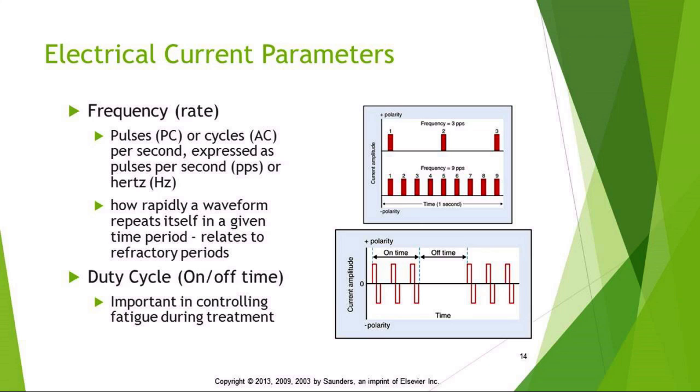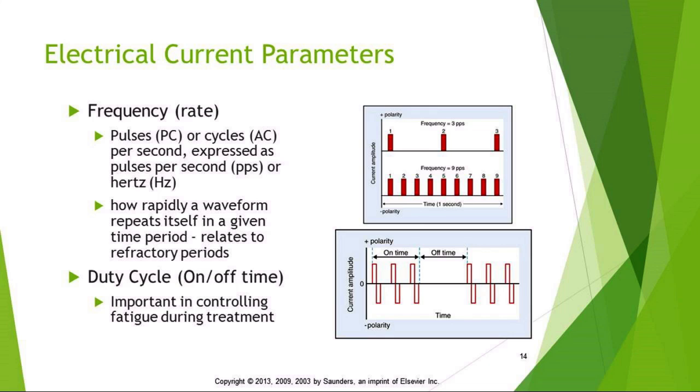So the frequency is the rate. So it's how many pulses in pulsatile current or how many cycles in alternating current per second. It's expressed as pulses per second, PPS, or hertz, which is cycles per second. So the definition of a hertz is 1 cycle per second. So it's basically how rapidly the waveform repeats itself in a given time period. And it relates to the refractory periods of the nerve cells.